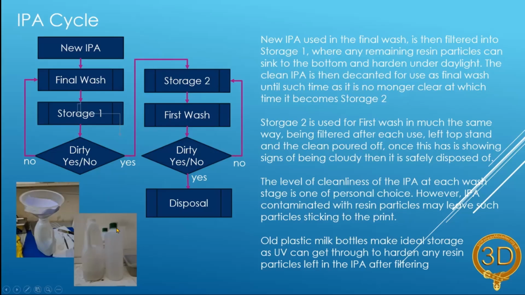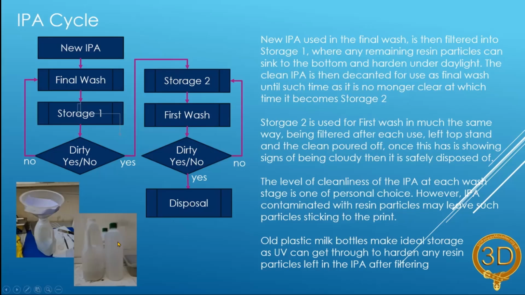Now again, that first wash will be stored in a separate bottle in the same way. It's filtered in to get rid of the lumpy stuff, and that's left on the shelf. This is in a conservatory in daylight, so it gets plenty of UV light. And the same thing is, this bottle, after several months, has quite a solid layer of resin in the bottom of it. But again, same technique. When you come to do another first wash, is it dirty?